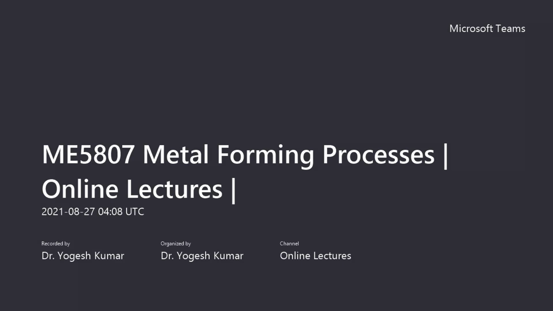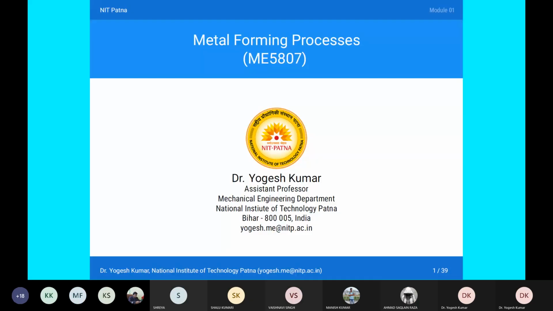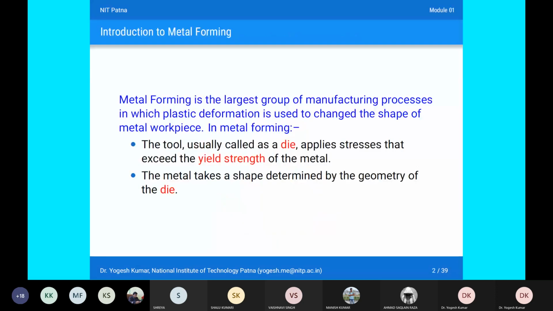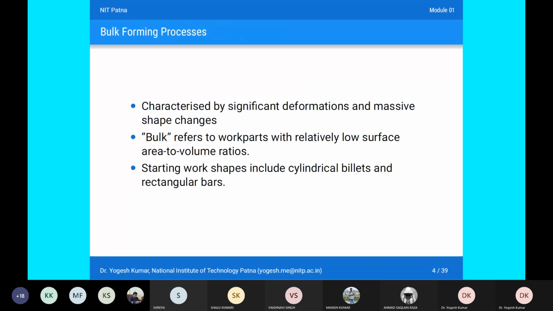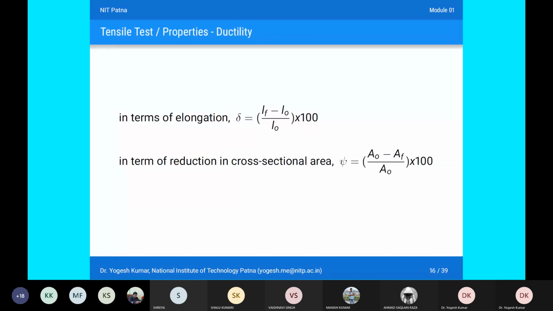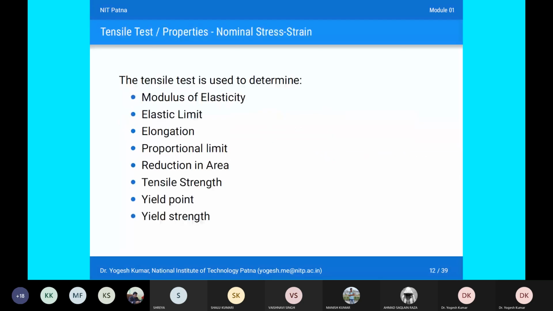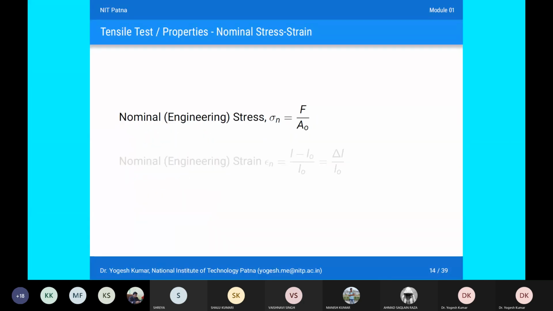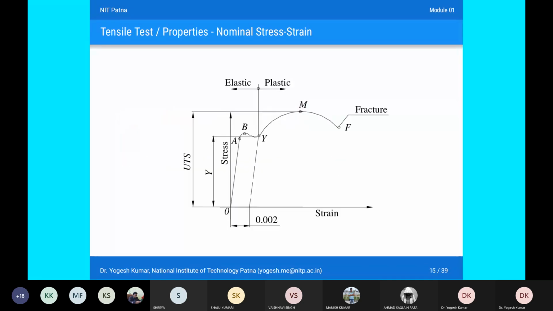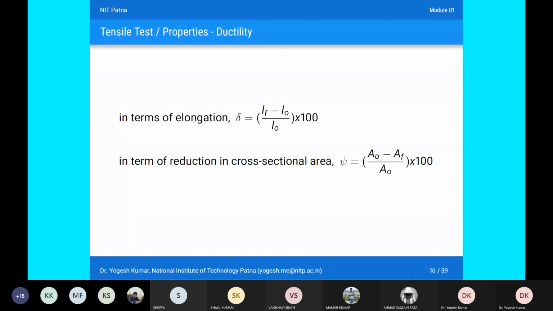Good morning again, and welcome back to this third lecture on metal forming processes. Until now, we have covered introduction, then classification, then we have covered the tensile test, which was for evaluating your different material properties. And we will continue our discussion on this tensile test.